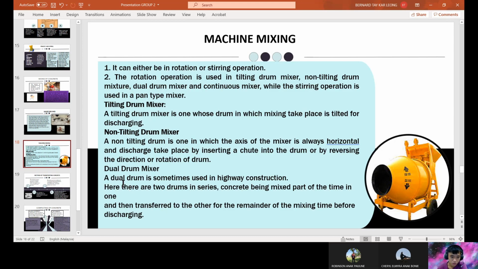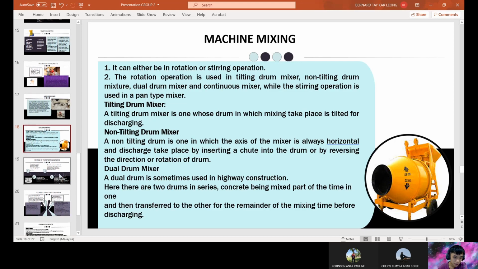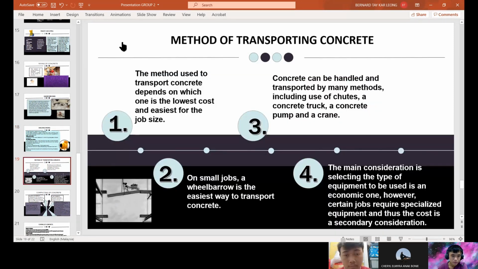The last mixer is the dual drum mixer. A dual drum mixer is something used in highway construction. Here there are two drums in series, with concrete being mixed part of the time in one, and then transferred to the other for the remainder of the mixing time before discharge. After this, I will pass the slide to Robin.